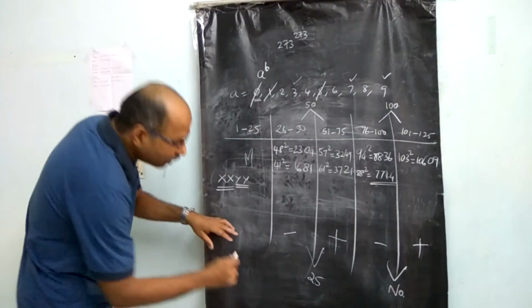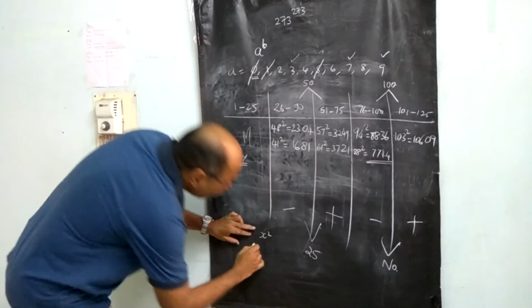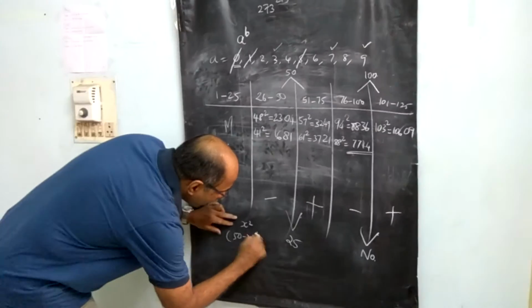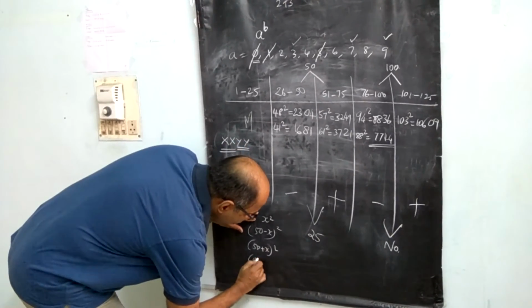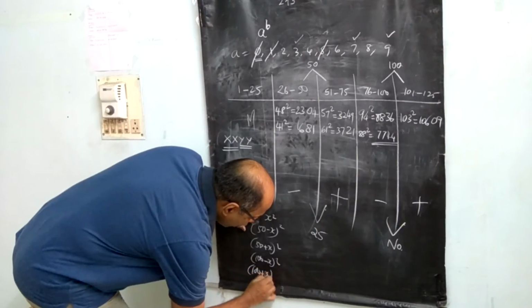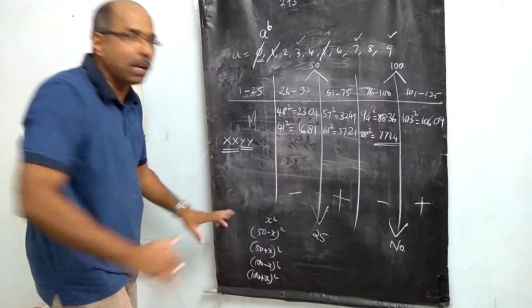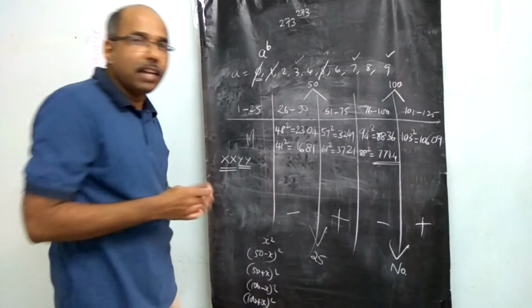The understanding is, if x is a number up to 25, then x squared, (50 minus x) squared, (50 plus x) squared, (100 minus x) squared, and (100 plus x) squared will all end with the very same last two digits. That's what we have understood from here, right? The same concept you can apply here also.